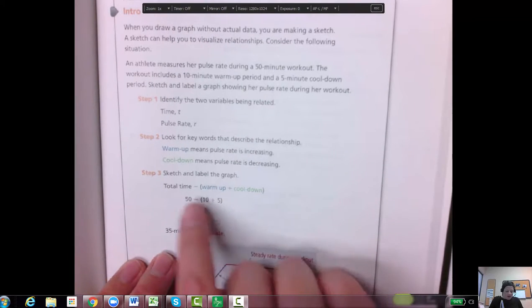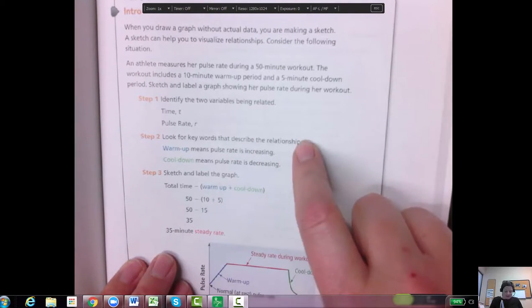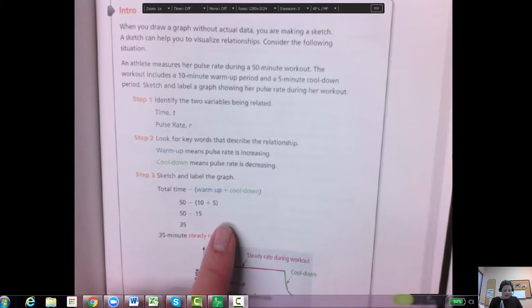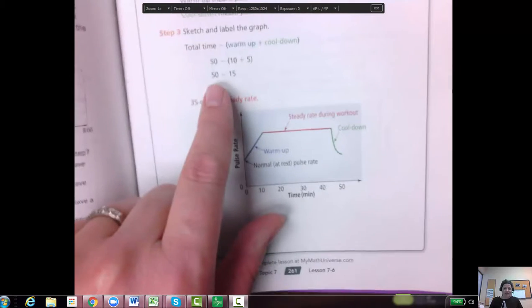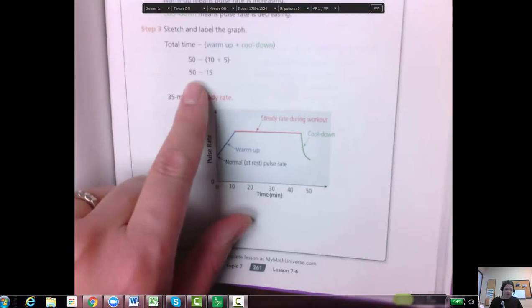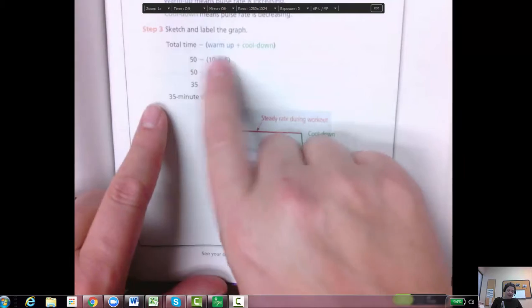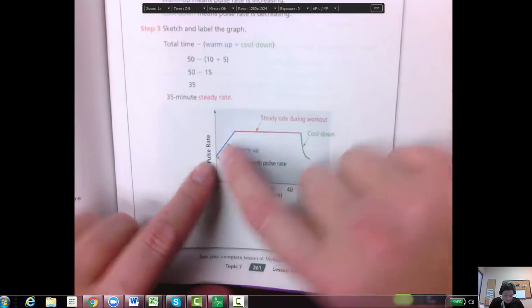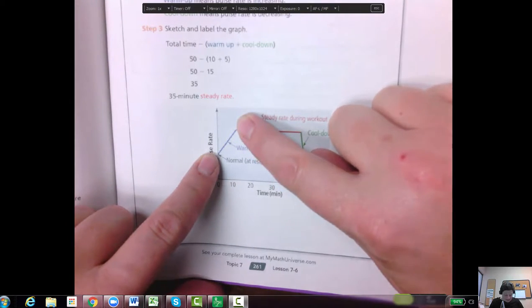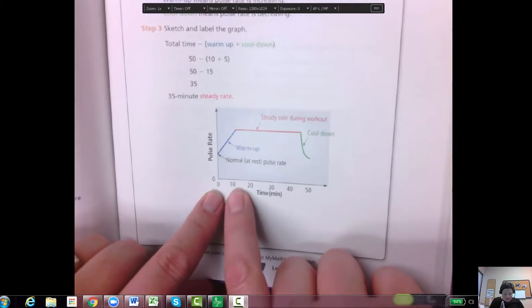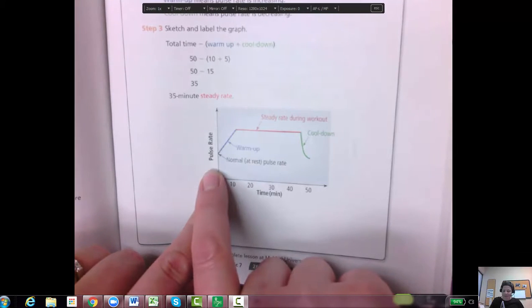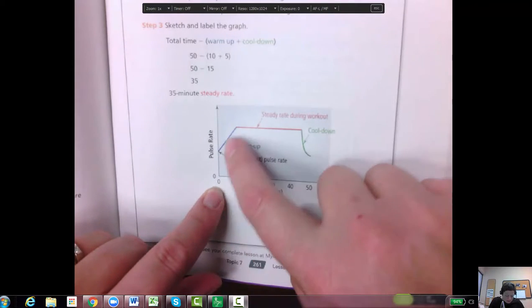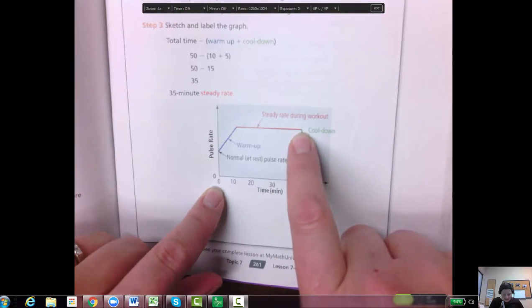So we know that we had 50 total minutes. So the first 10 was warm up. And so they're just talking about how to find this part 3, how many minutes you're steady for. But anyway, I would probably start with, okay, 10 minutes is that increasing pulse rate. So 0 to 10 minutes. I don't have a label here because I don't know what the pulse rate went up to, right? So warm up and then you're steady until your cool down.